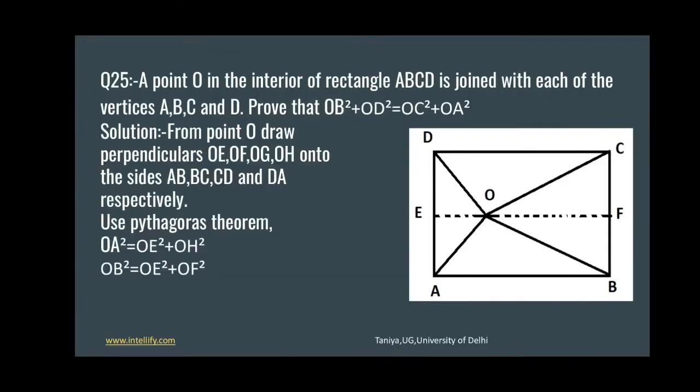The first question is: a point O in the interior of rectangle ABCD is joined with each of the vertices A, B, C and D. Prove that OB² + OD² = OC² + OA².